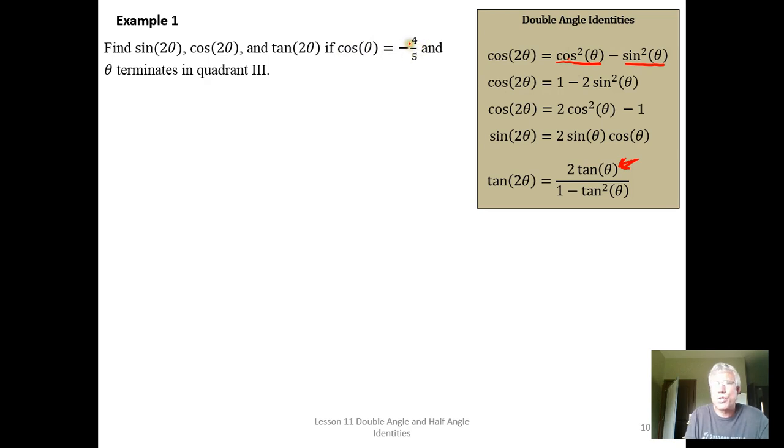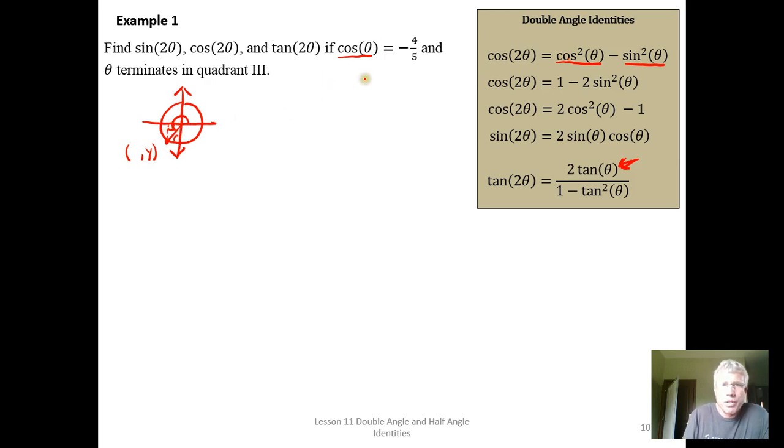But we definitely need to know cosine theta and sine theta, and we already know cosine theta. So first order of business is going to be to calculate the sine of theta. And we know that theta terminates in quadrant 3. So if I just sketch the situation quickly using a unit circle, I have some angle theta terminating in quadrant 3, and because I know the cosine, I know the x-coordinate, I do not know the y-coordinate, and I do know the radius r of this right triangle right here.